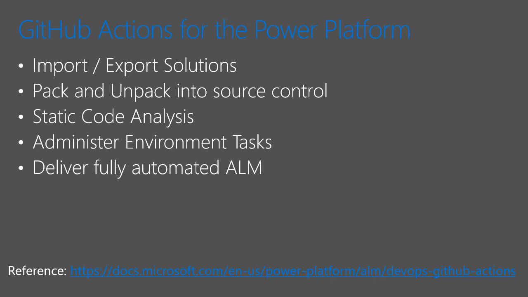Also included is a task for administering environments. So think about the online management API, or what used to be the online management API. Being able to create environments, restore, reset, copy, backup, all of those types of tasks will now be available in GitHub Actions. One of the neat things about it too is that it includes the solution checker piece, so you can have the static code analysis be part of your continuous integration workflow. So encompassing all of this, we will be able to fully deliver a true automated ALM solution from sandbox all the way to production. Let's take a look.